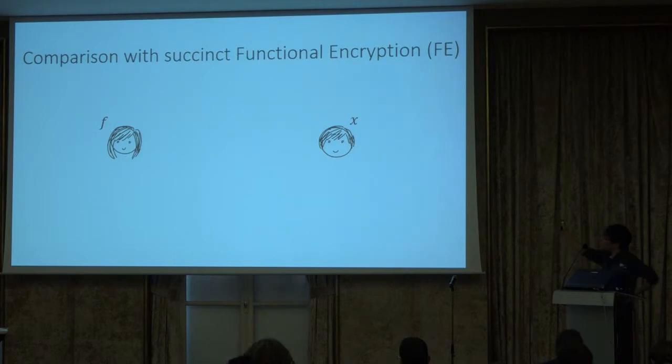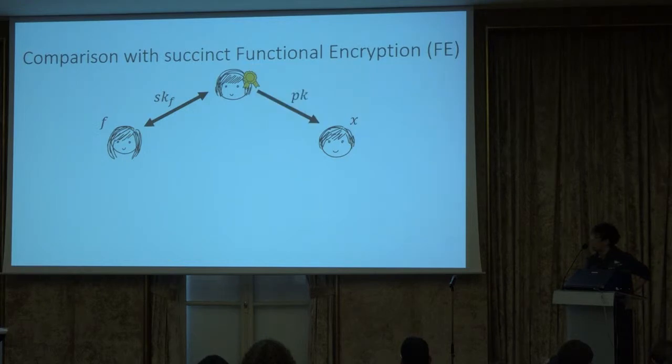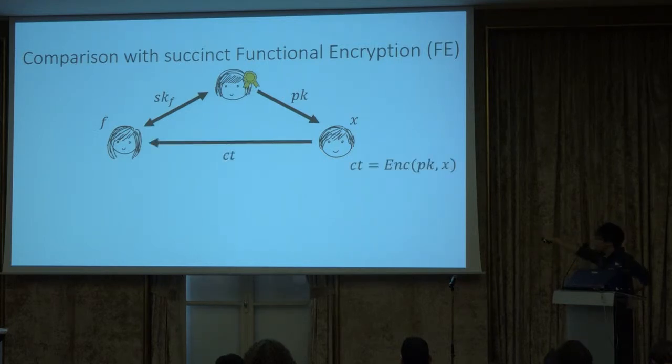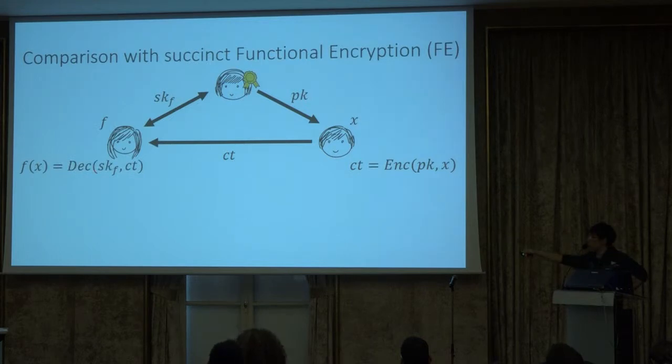In a succinct functional encryption scheme, the same way you have Alice with some function f and Bob with some input x, you have some trusted party, say Carol, who is able to issue Alice with function secret keys. At the same time, she will be able to produce some public key and give that to Bob. And notice that the public key doesn't depend on the function f. So here, Bob, using the public key and some input x, will be able to produce a ciphertext that Alice is able to decrypt using her function key.